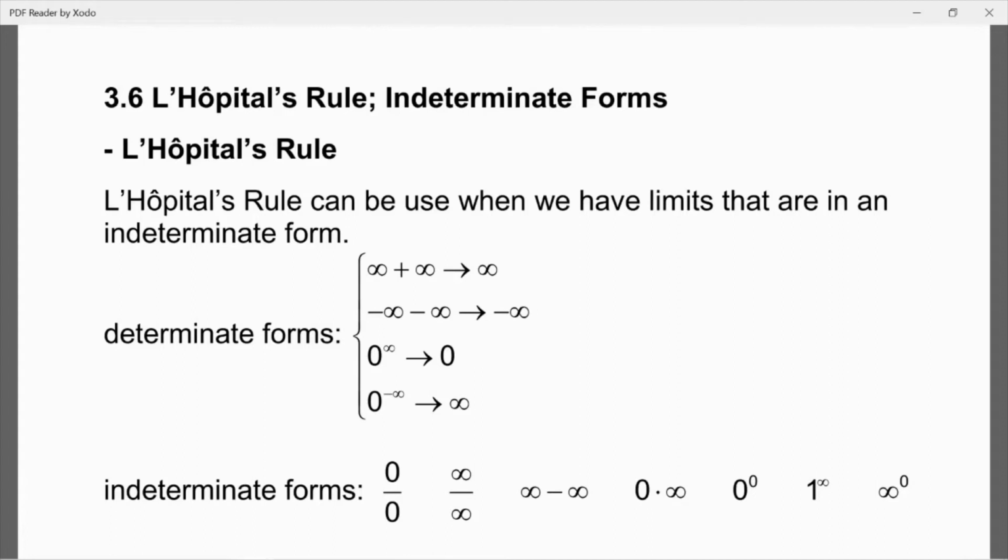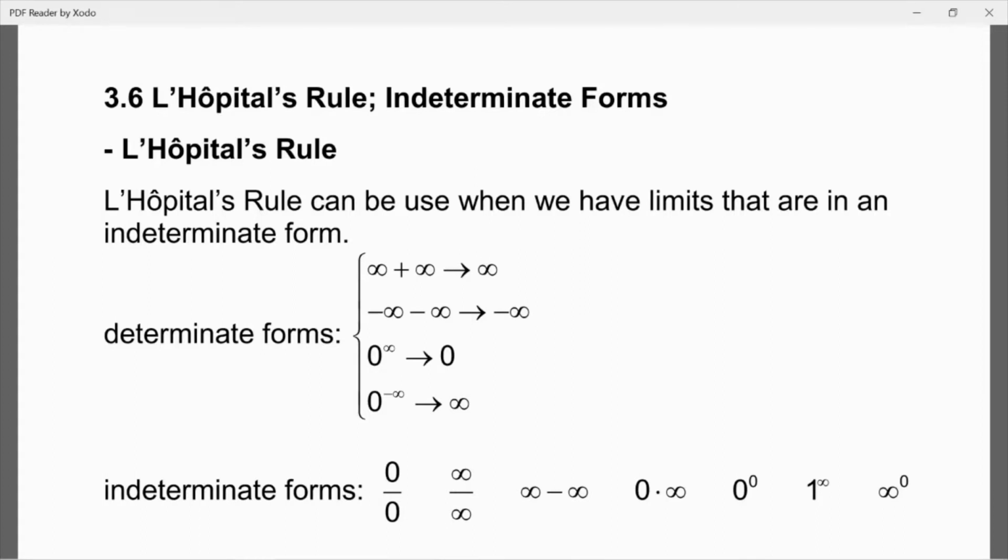Okay, this is AP Calculus BC, and in this video I'm going to go through section 3.6, which is primarily focused on L'Hopital's rule. In this section we're also going to discuss the idea of indeterminate forms, since that is something that we need to know to be able to properly apply L'Hopital's rule.